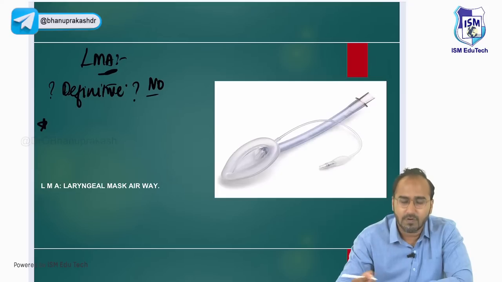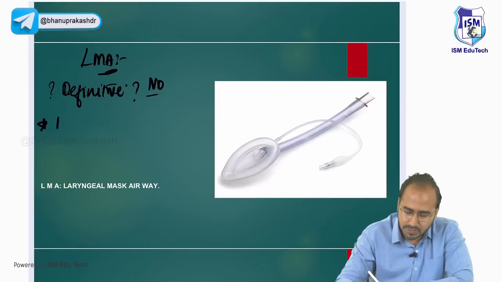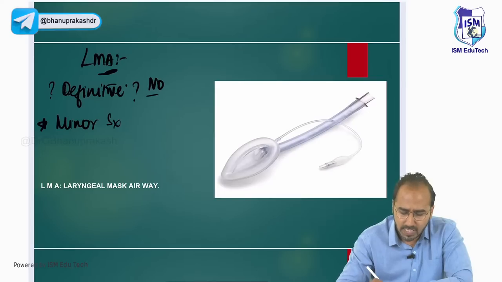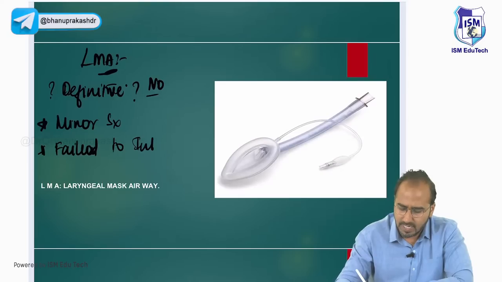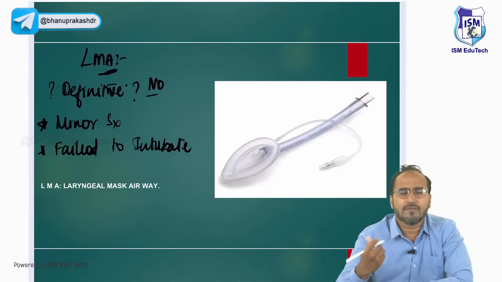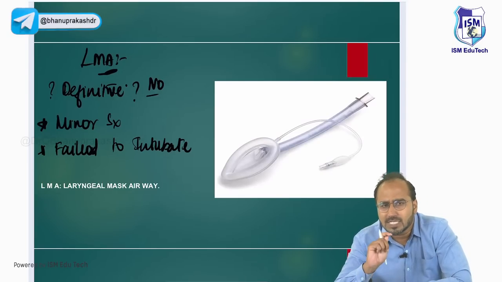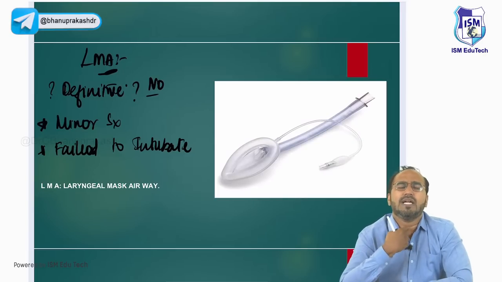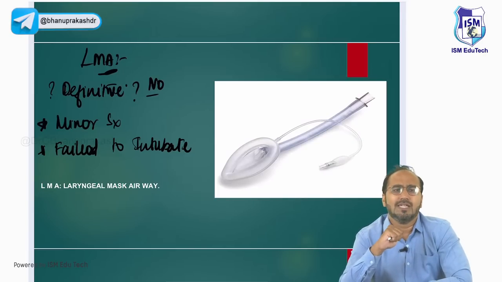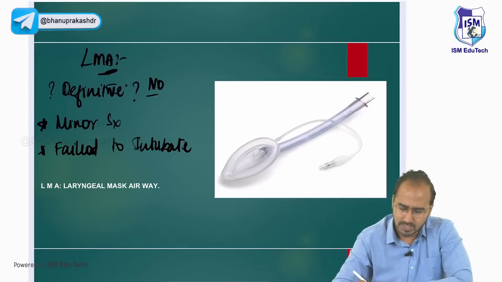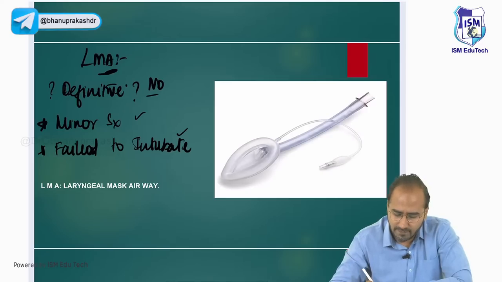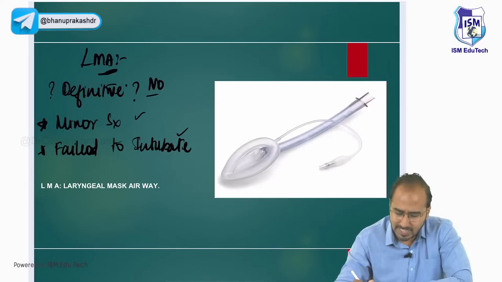Then LMA is used for what surgeries? LMA is used for minor surgeries, or LMA can be used if you fail intubation. If you are not able to intubate the person, you can just put an LMA. By the time you do tracheostomy, LMA should be there so that you can ventilate the patient. So remember guys, for minor surgery you use LMA. If you have failed to intubate, then you can use laryngeal mask airway.